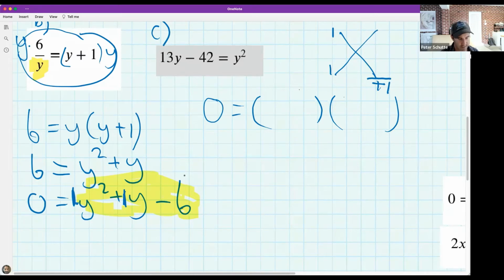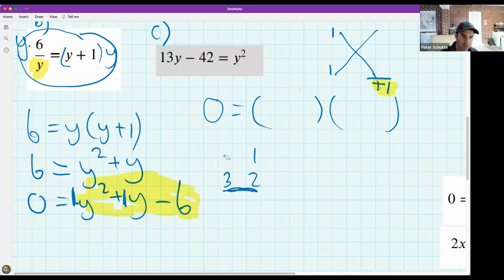Then I need to look at the 6. And this is where it gets interesting. When I look at the 6, I'm actually not very worried about the sign in front of it. I'm just worried about what are the factors that I could use to get 6. And I think I could use either 6 and 1 or 3 and 2. Now, in order to get to the +1 over here, I think that the 3 and 2 is a much better option to use.